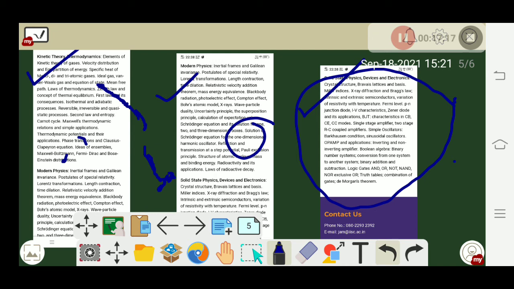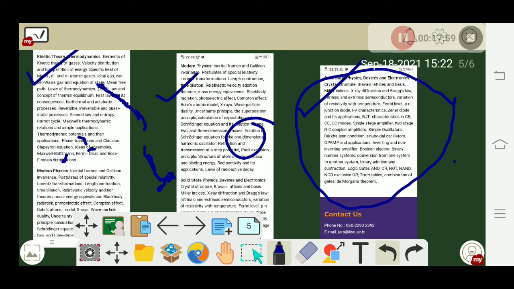It's solid state physics, devices and electronics, crystal structure, various lattice and basis, Miller indices, X-ray diffraction and Bragg's law, intrinsic and extrinsic semiconductors, variation of resistivity with temperature, Fermi level, PN junction diode, IV characteristics. What is important up to this is crystal structure is very important. You are going to study various types of structures. You have to remember those structures and also the CN, that is coordination number and all. X-ray diffraction is very important. That formula 2d sin theta equals m lambda.